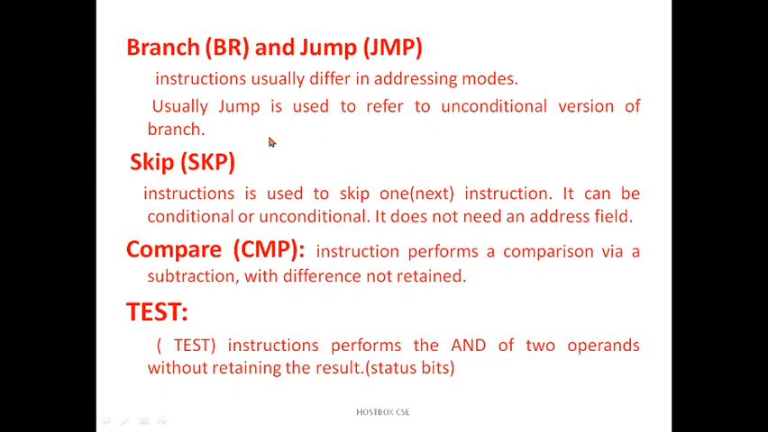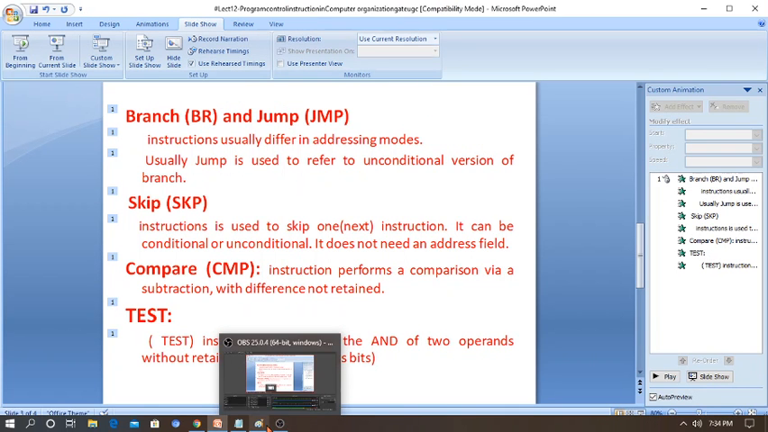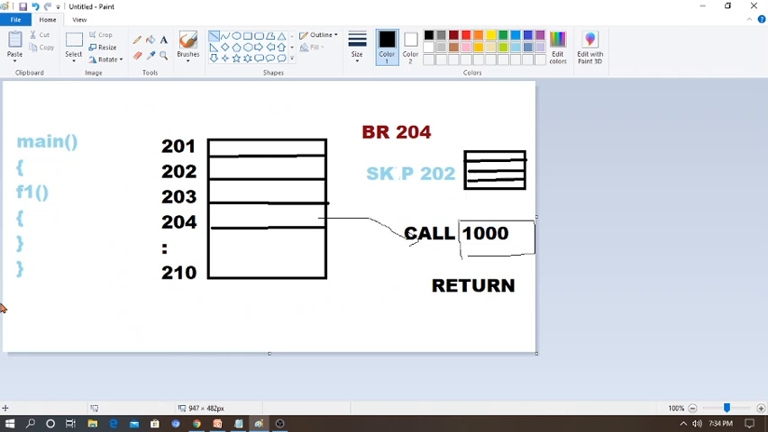Let's look at an example so we understand it better. Let's assume I have memory locations with addresses 201, 202, 203, 204 and so on up to 210. Now I have this branch instruction. You can use these program control instructions in two ways, unconditional and conditional. Suppose I am giving BR 204. BR means branch.